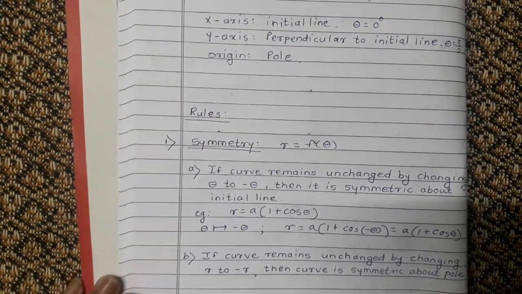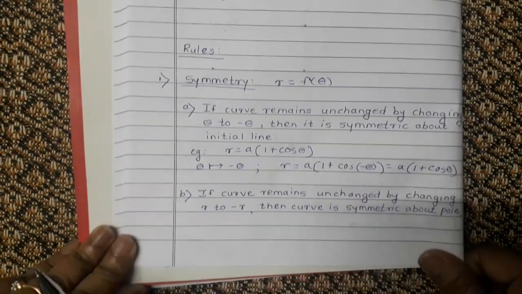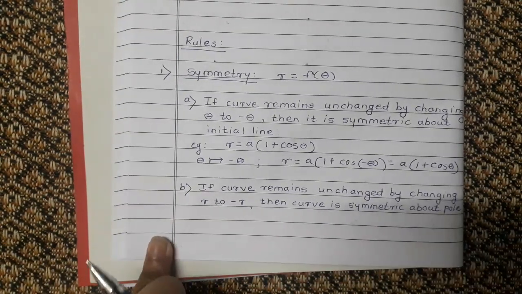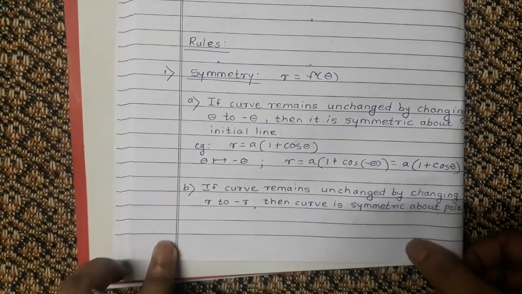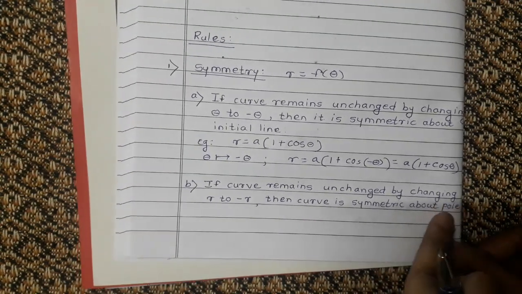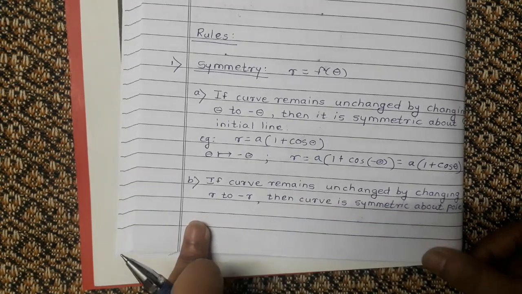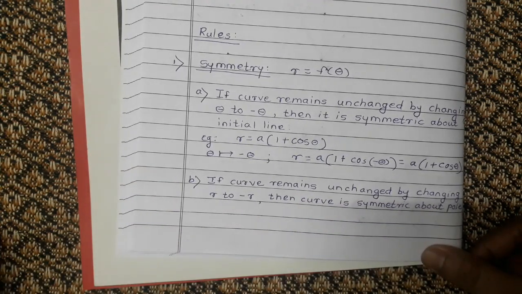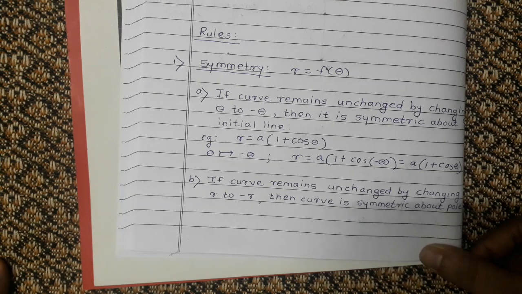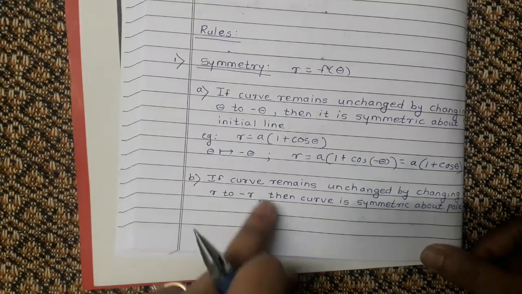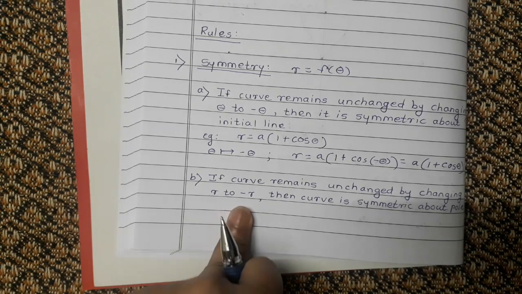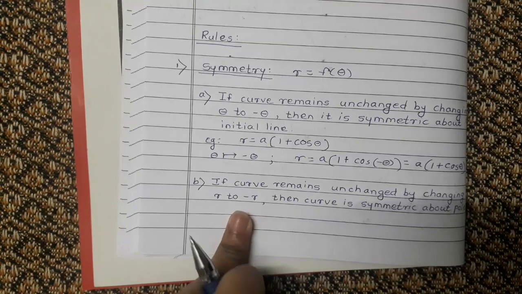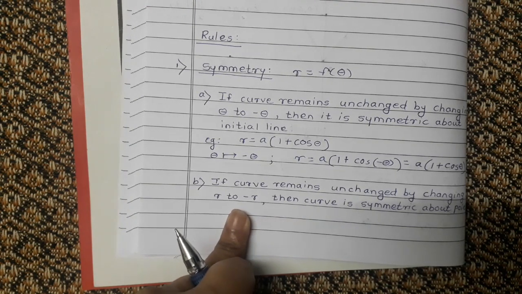Okay. Then the next rule is, when we change r to minus r, the curve should remain the same as it is. So in that case, it will be symmetric about the pole. What is the pole here? Pole is nothing but the origin. So about the origin, if the curve is symmetric, then we are changing r to minus r, right? So the thing to note here is, when the power of r is even in some curve, in that case it is going to be symmetric about the pole, right?